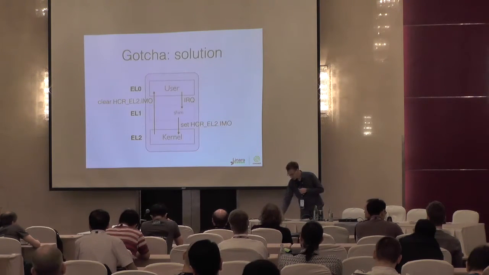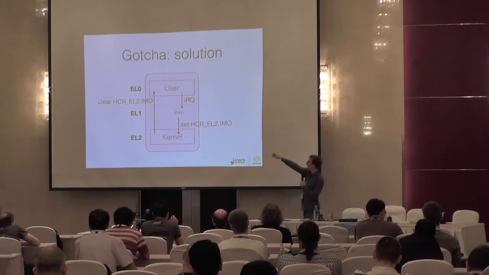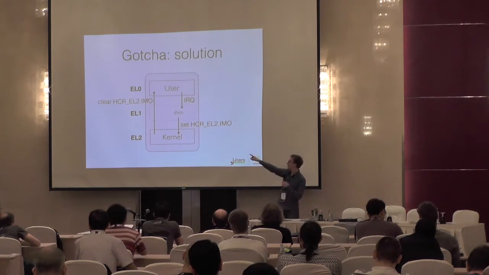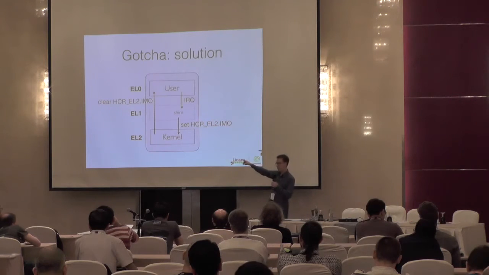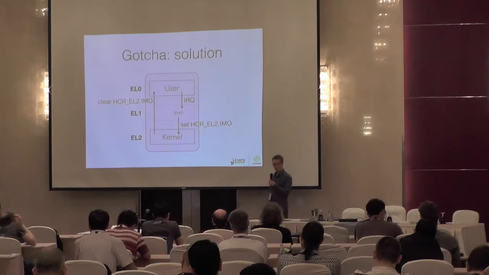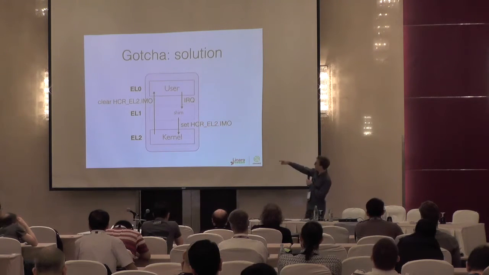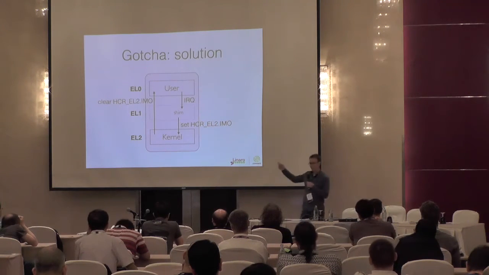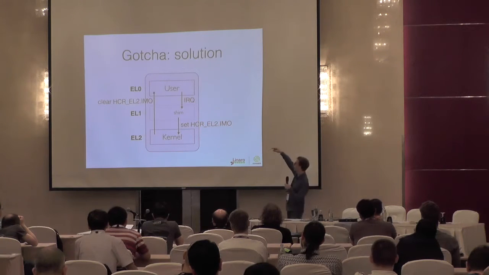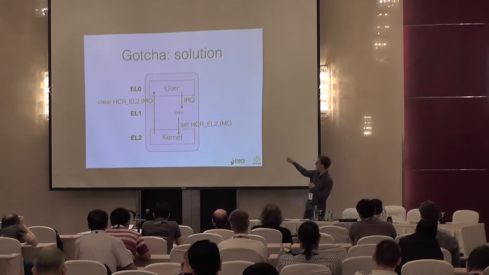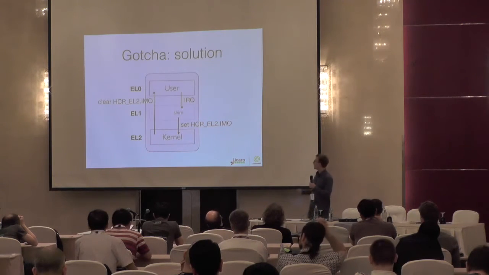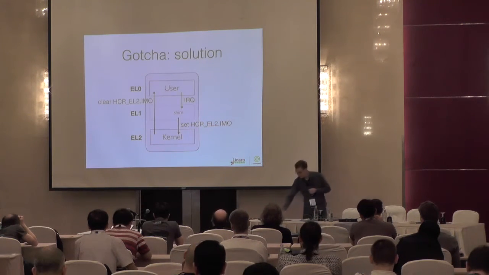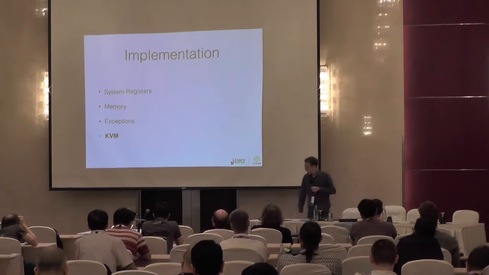So what do we do? Simple enough. We clear the IMO bit when we return to user space. Remember, we still want to set that bit when we run the kernel because we don't want physical interrupts to jump up to la-la land in EL1 when you run in the kernel. So when you return to user space, you clear that bit. Now if there's a physical IRQ coming in while running in user space, that jumps to EL1, to our little shim, and we just do the same trick. We just forward it with a hypercall down to EL2. We set that bit again, and it works. So that's that.